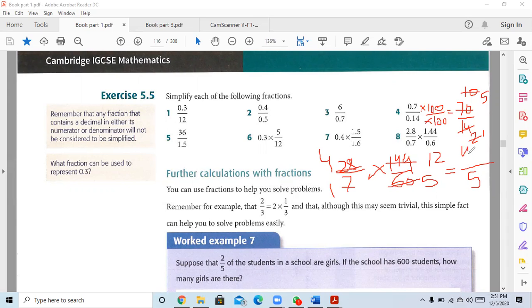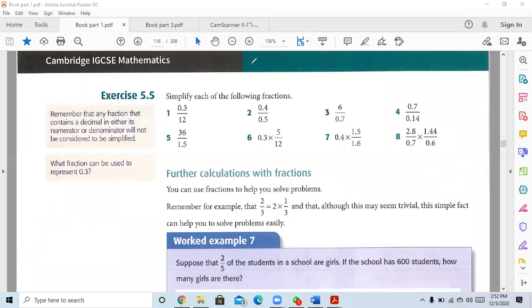Here I get the numerator bigger, so I will change 48 by 5 into a mixed fraction. So 5 how many times equals 45? 9 times equals 45, and 3 is left to make it 48, and here is 5. So that is my answer.